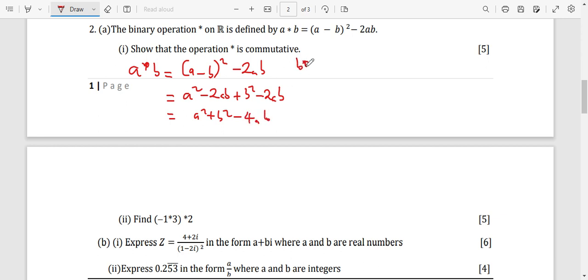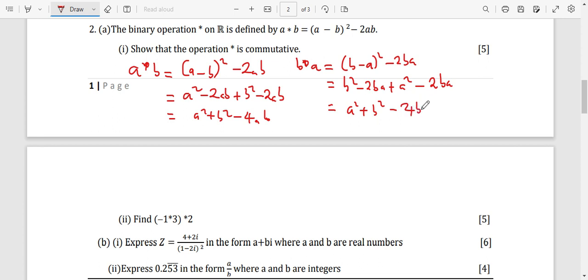And then also find b star a. Now you have just swapped the position of a and b. So where there was a, I'm going to put b, so that it becomes b minus a squared minus 2ba. Again, expand. This will be b squared minus 2ba, plus a squared, and then minus 2ba. So this will give us, I'll start with the a squared plus b squared, negative 2ba minus 2ba, that will be negative 4ba.